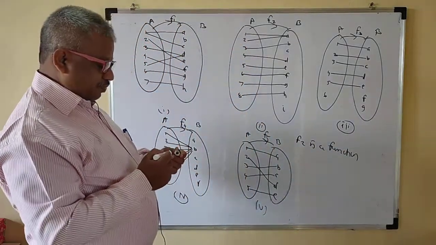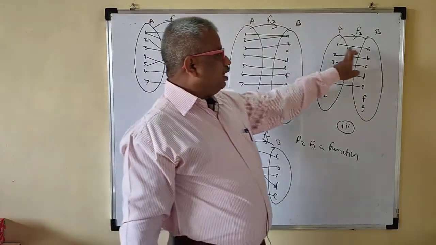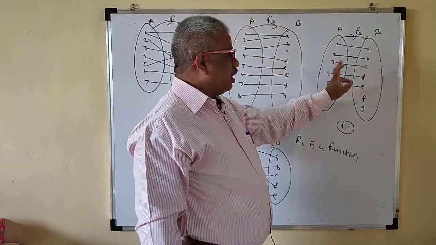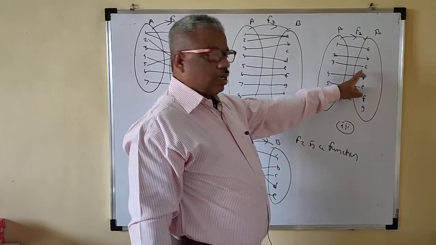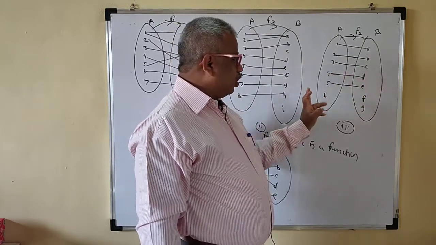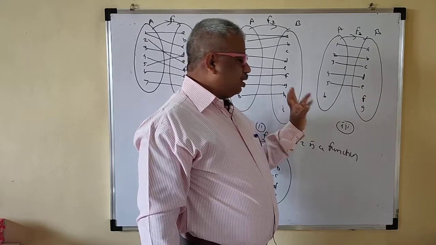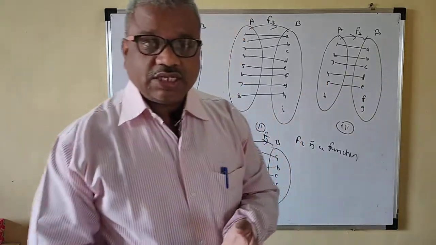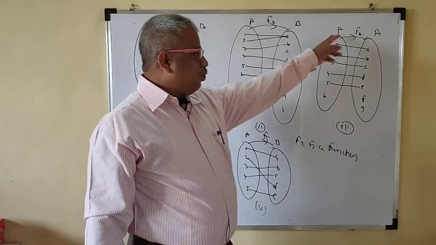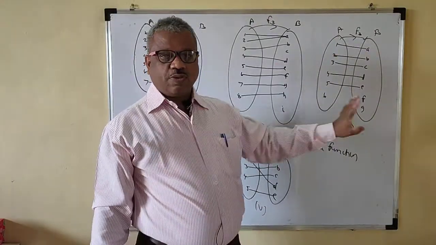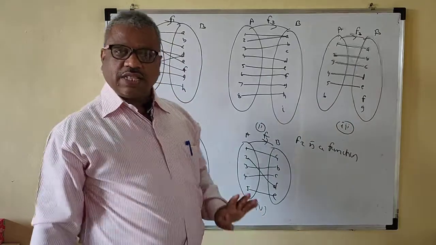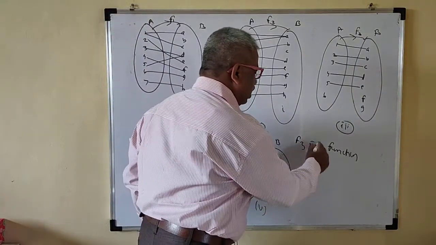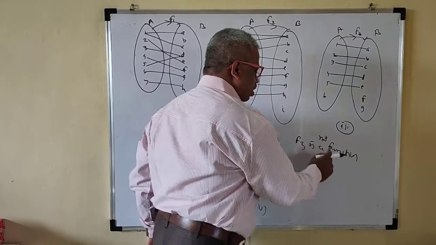What about F3? So 1 is related to only one element. 2 is related to only one element. 3 is related to only one element. 4 is related to only one element of B. 5 is also related to only one. But here what? 6 has no image. So what is the condition? Every element of A. So 6 has no image. That means 6 is not related to any element of B. So therefore it is not a function. So F3 is not a function.